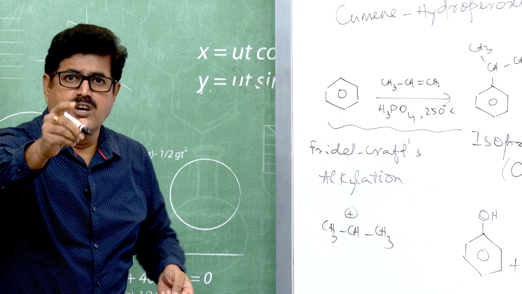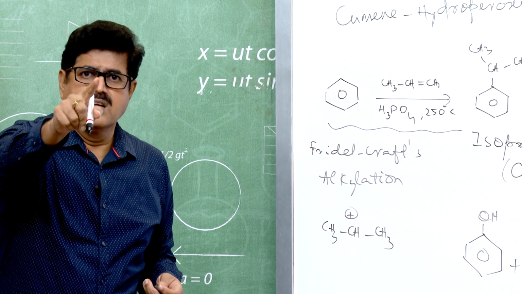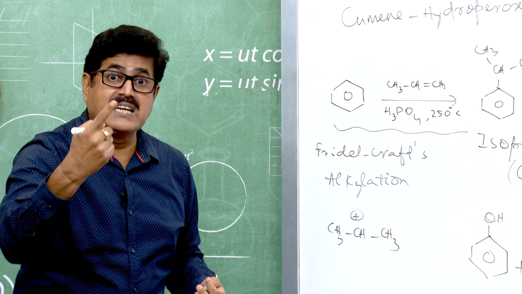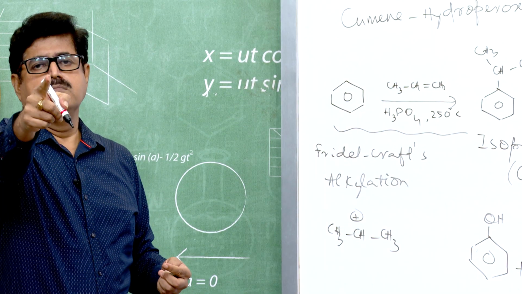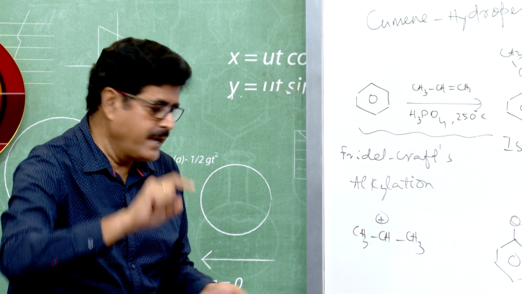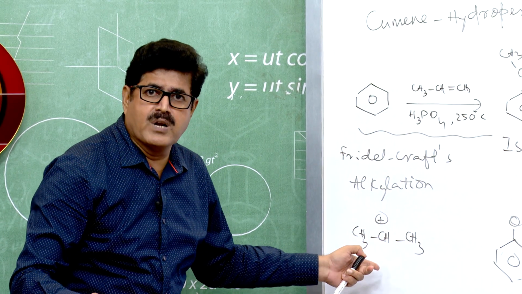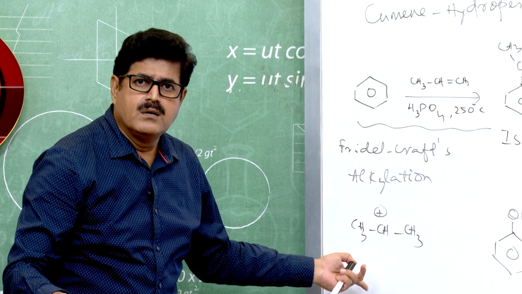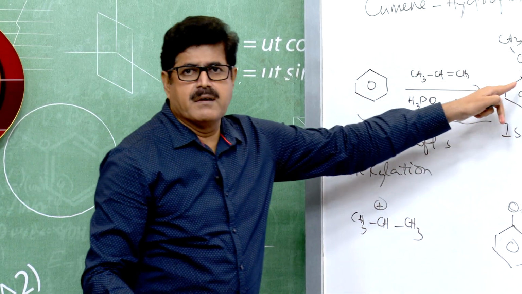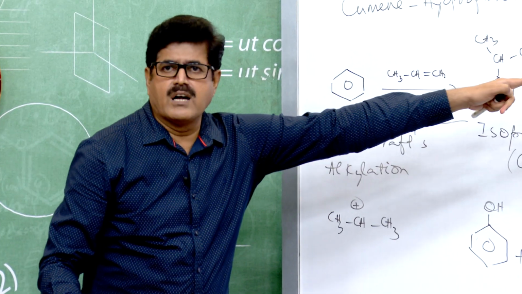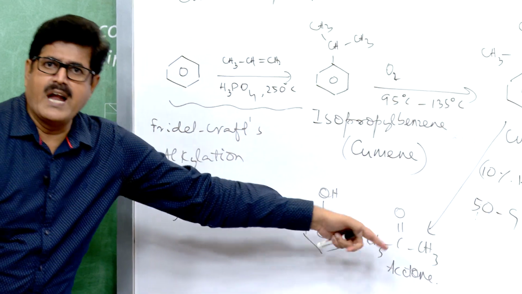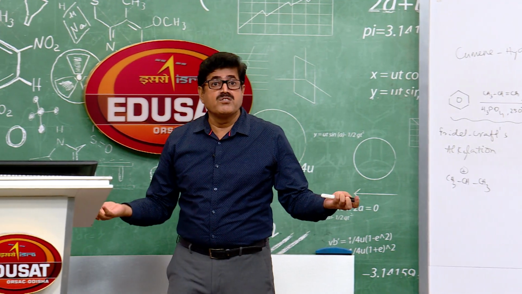Remember, there is a trick. Whenever you find alkene and acid, carbocation is the intermediate. This is a more stable carbocation. Primary carbocation can't be formed here. This secondary carbocation, being more stable, is formed. Now, cumene is oxidized to give cumene hydroperoxide, and upon acidification gives phenol and acetone. This is one of the very important methods of preparation.